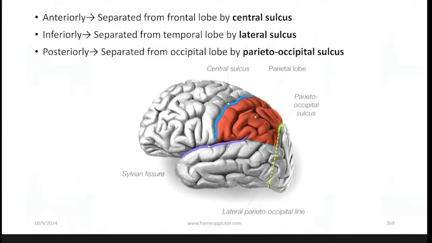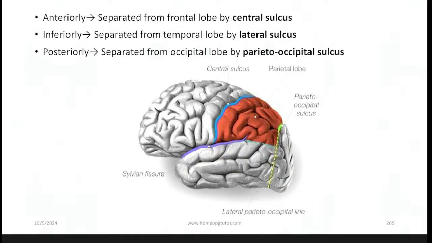So let us deal with it a little in detail. Nothing much to tell anatomically about the parietal lobe. So anteriorly, as I have already mentioned, it is separated from the frontal lobe by the central sulcus, from the temporal lobe with the help of the lateral sulcus or Sylvian fissure, as well as from the occipital lobe with the help of the parieto-occipital sulcus. You can see the image clearly. The one in green is the parieto-occipital sulcus, the one in blue is the central sulcus, and the one in violet is the Sylvian fissure or the lateral sulcus.